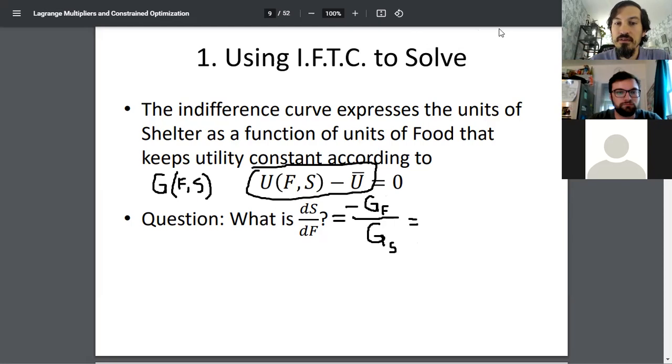I just applied the implicit function theorem corollary, something we've already learned. I just wanted to find this relationship here, ds df. It's negative whatever the derivative of this top is with respect to f, divided by whatever the derivative of this top is with respect to s. Let's figure out what the derivative of this top is with respect to f. Well, it doesn't have anything here. It's really just the derivative of u with respect to f.